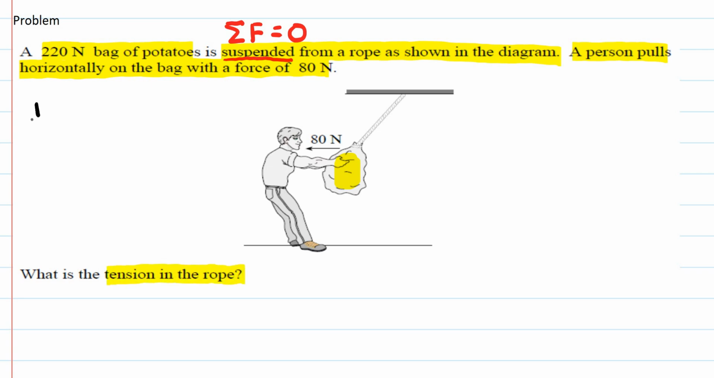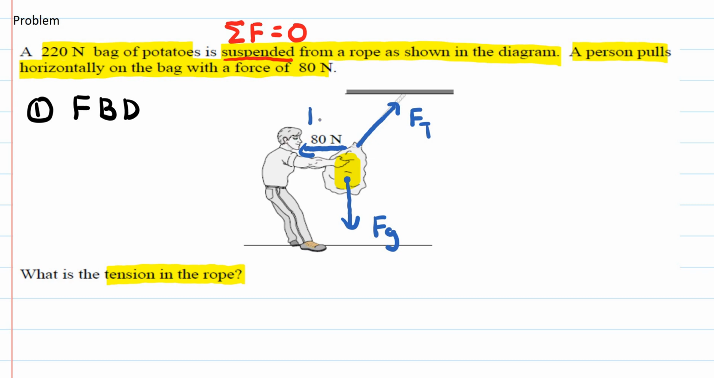Okay, so our first option here is we should draw a free body diagram. All right, so let's find all the forces acting on the object. So this vector right here, that's kind of your force tension. And the bag of potatoes here, it has a force of gravity acting in the downwards direction. And we also have a horizontal force in the left direction, so I'll label that as F with a subscript of X. All right, so there's my free body diagram right there.